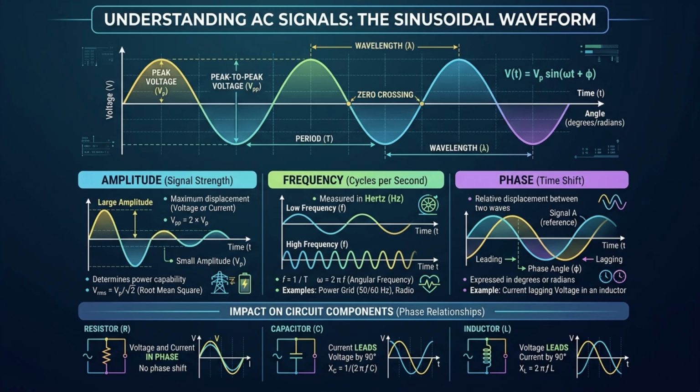The most common type of AC signal is the sinusoidal waveform, which varies smoothly over time and is characterized by amplitude, frequency, and phase. These parameters determine how the signal behaves and how it interacts with circuit components.